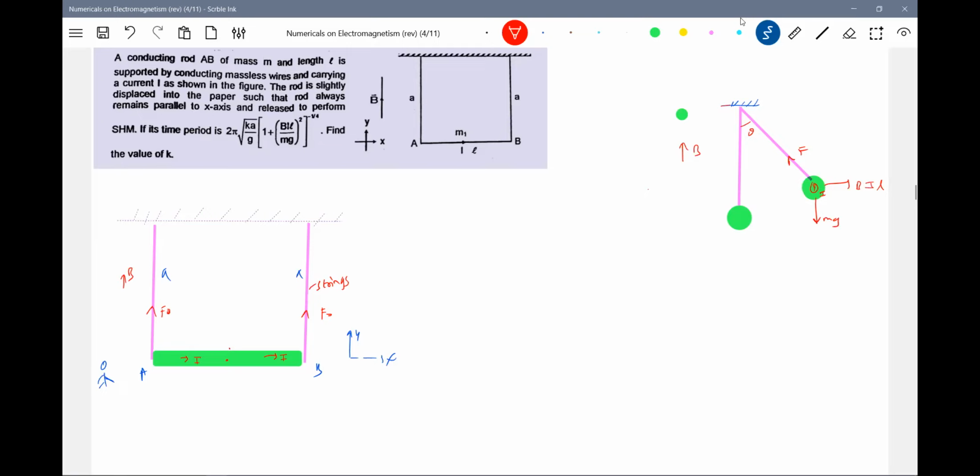Now, what is the time period of oscillation? So directly, let me get into the problem. The time period is 2 pi root of ml by the tension in the string at equilibrium. I'll write T_E or F. What is F? Tension in the string at equilibrium. How to calculate that? I think it's quite simple, no? F should be equal to root of mg square plus BIL whole square.